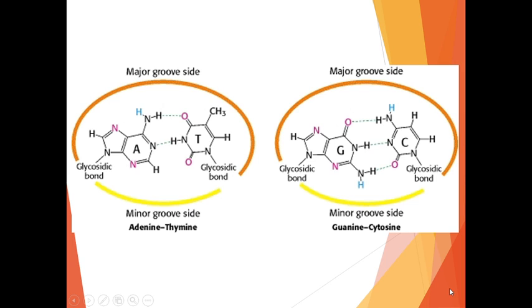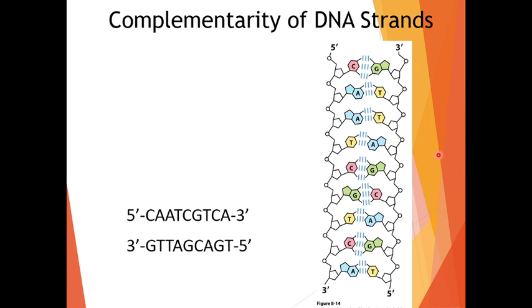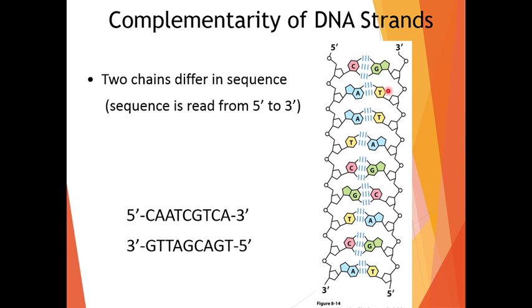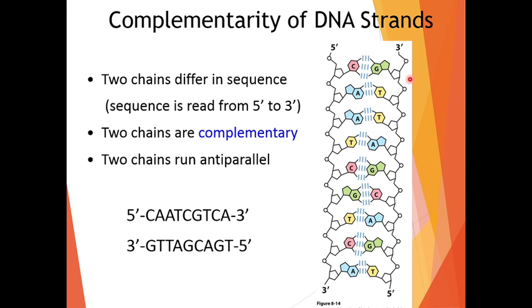DNA strands are complementary to each other. As seen in this image here, the two chains, the one on the left that goes from 5' to 3', and the one on the right that goes from 3' to 5', differ in sequence. But they are complementary to each other, based on hydrogen bonding interactions, which means A pairs with T and G pairs with C. And most importantly, they run anti-parallel, and hence they are called anti-parallel strands.